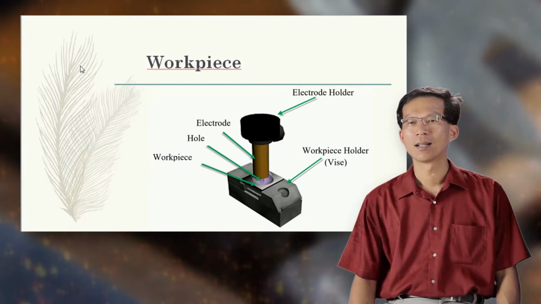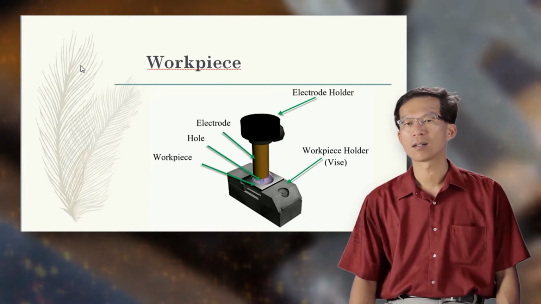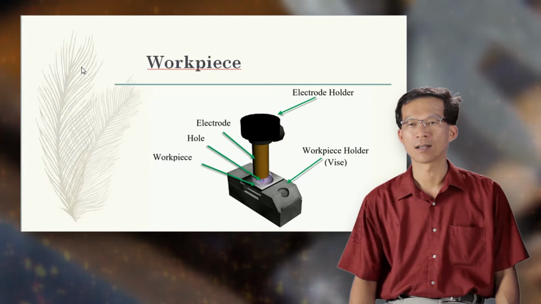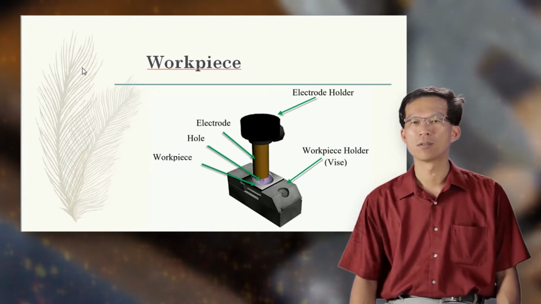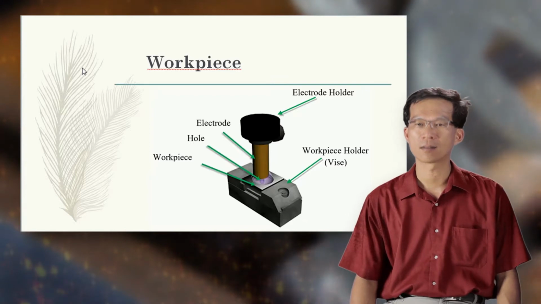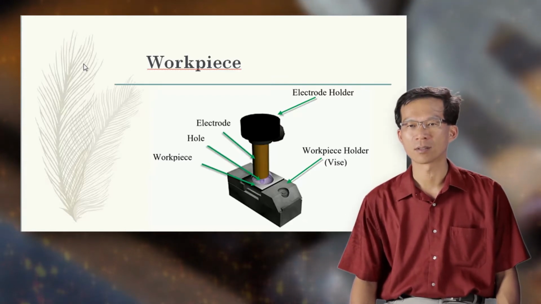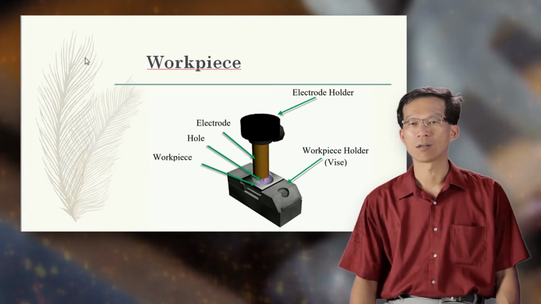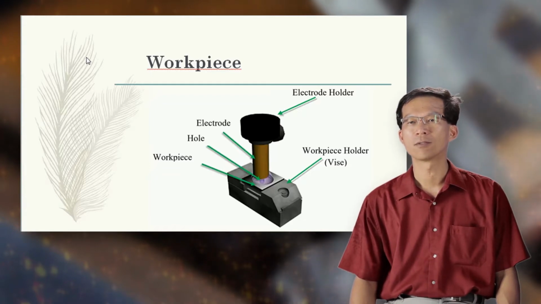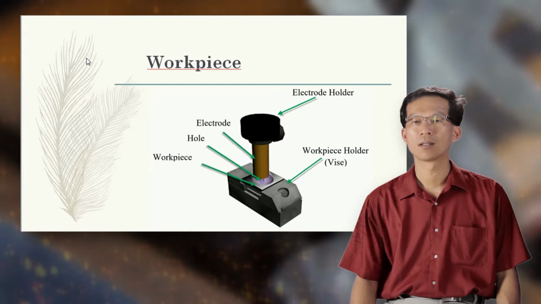Generally speaking, the application of EDM is not constrained by the hardness and strength of the material to be machined. EDM may be used to machine any conductive material, but it is especially suitable for high hardness and high strength materials. A further advantage of EDM is that there is no direct contact between the electrode and the workpiece. Therefore, EDM is also called a non-contact process.